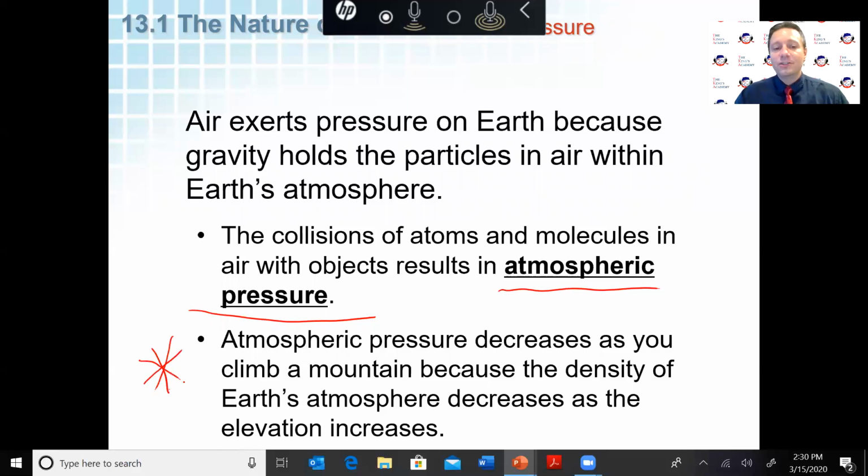The atmospheric pressure decreases as you climb a mountain because the density of Earth's atmosphere decreases. So you have less oxygen as you go up. And that's one of the reasons you've heard me mention previously that athletes go to Denver, Colorado to practice, because now there's less air pressure, which means less oxygen. So that way they get used to that environment and it builds their stamina.